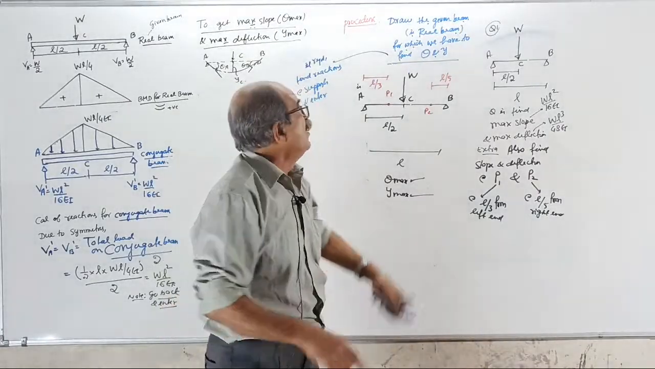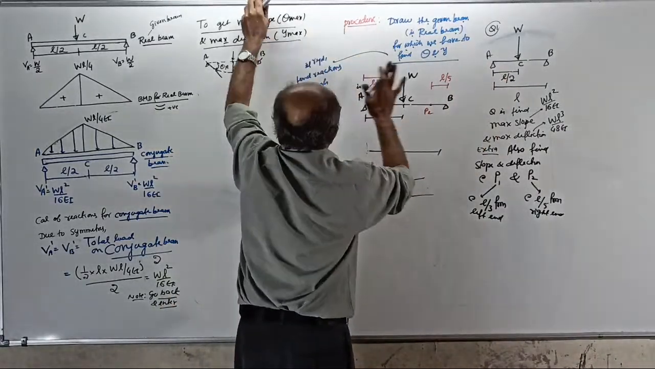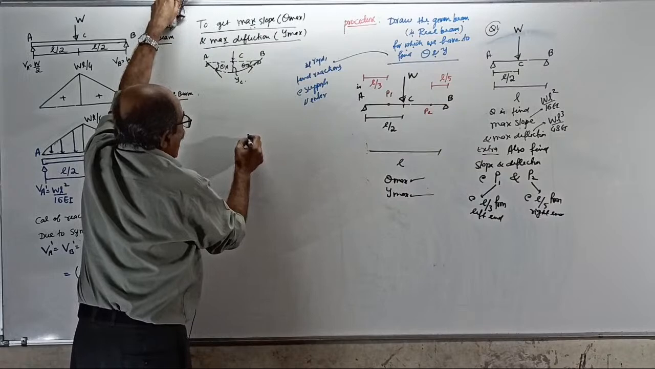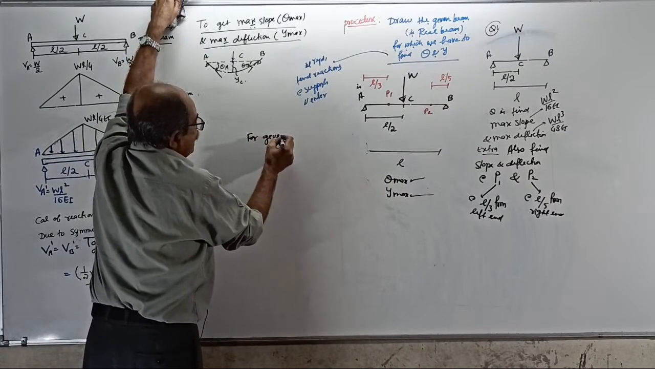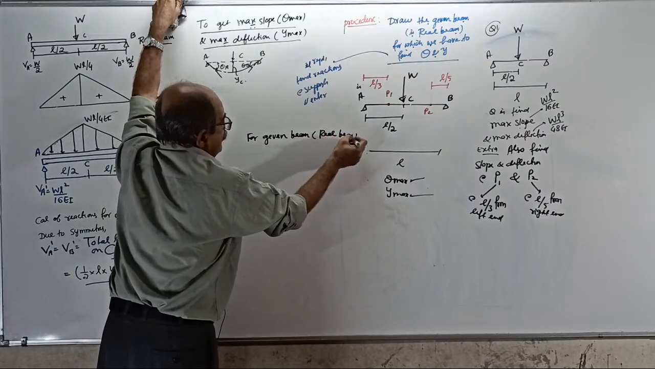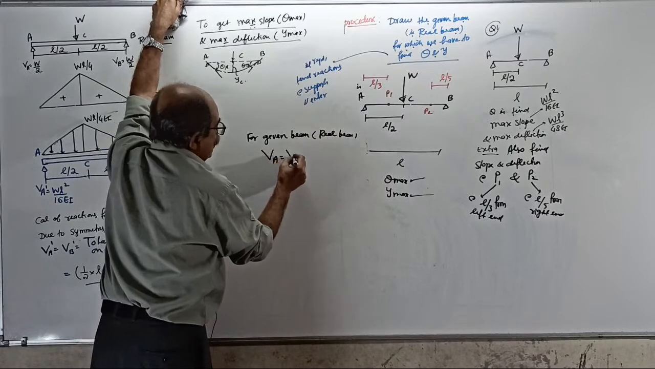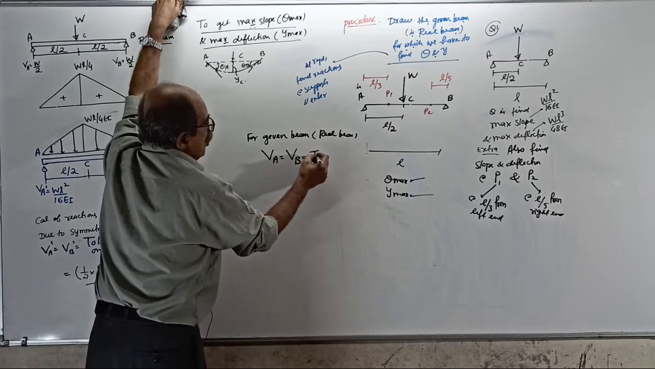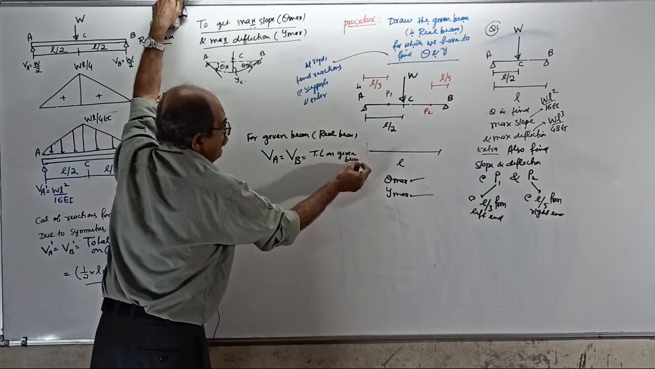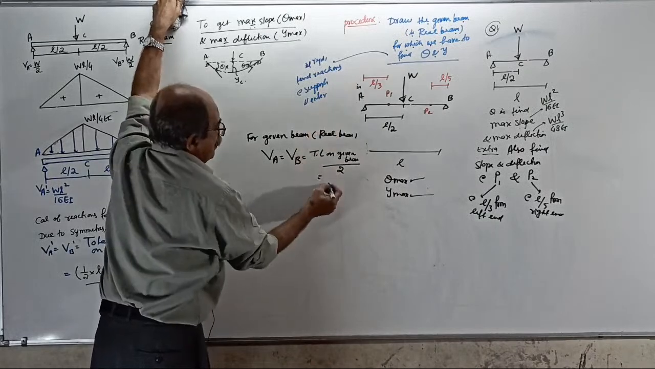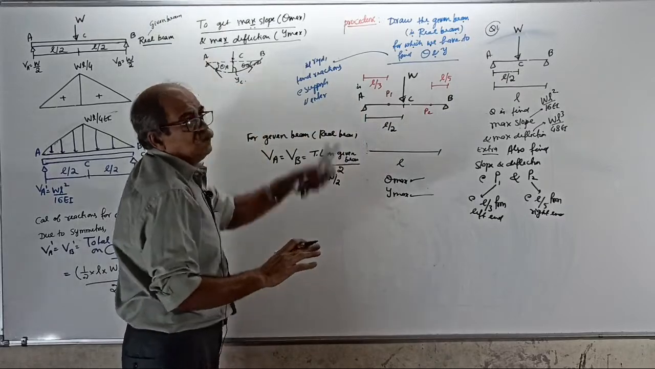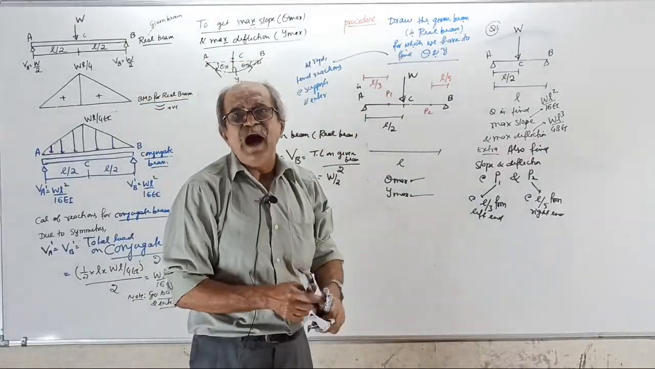You know it. Okay. Now, for our question, this is the procedure I am giving. When I start my first question, you can write for the given beam, that is called the real beam, reaction VA equal to reaction VB equal to total load on the given beam divided by 2. Be careful, the load is W, so each reaction is W by 2. Fully clear?